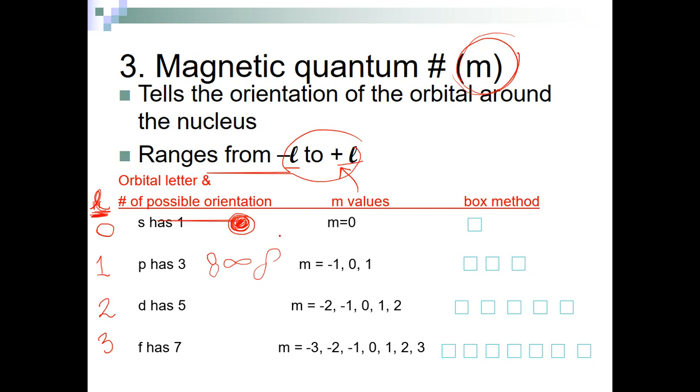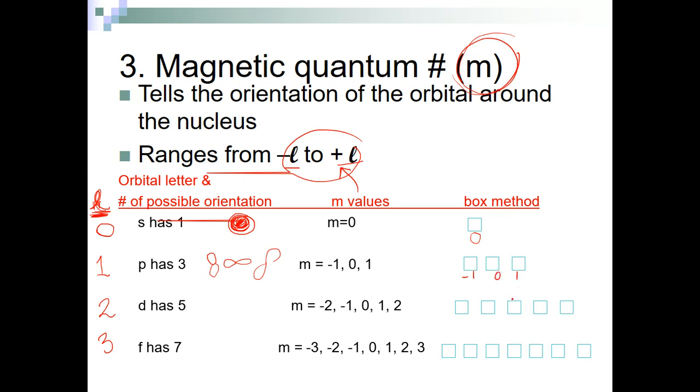So as I said, if L is 0, the only box you can number is 0. There is no such thing as a negative or positive 0, it's just 0. If L is 1 for the p orbital, you would go negative 1 to positive 1. So negative 1, 0, 1.